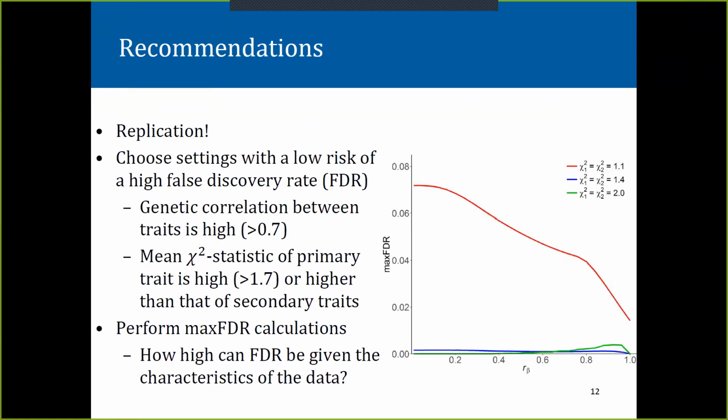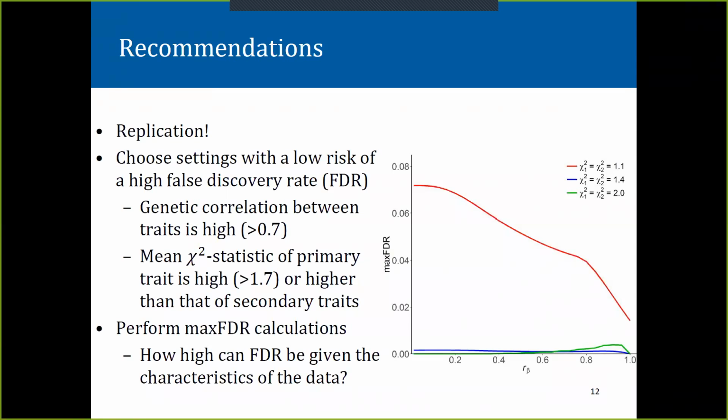And so MTAG only decreases it no matter what the genetic architecture is, as long as you don't have another trait that's more strongly powered than the other. You can see that immediately when they're both at 1.4, or if they're both at 2, the false discovery rate really just can't get very high. It's less than 1%, no matter what genetic architecture you have. And so, yeah, those are some first stage guidelines.